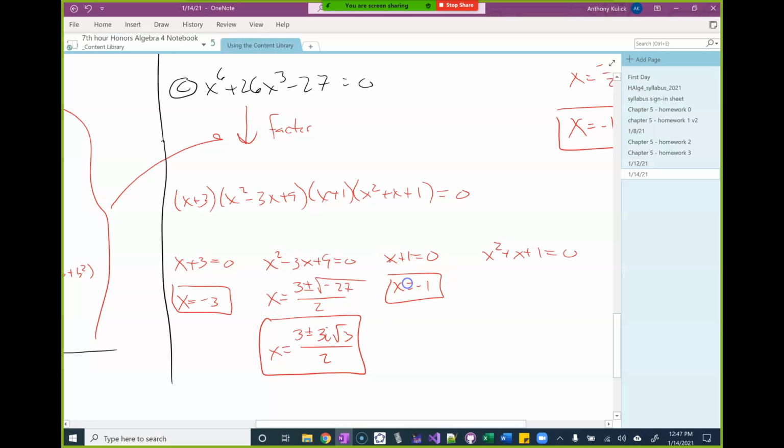Subtract 1 from both sides over there. Another quadratic: squared minus 4 times 1 is negative 3. And the square root of negative 3 just creates an i.